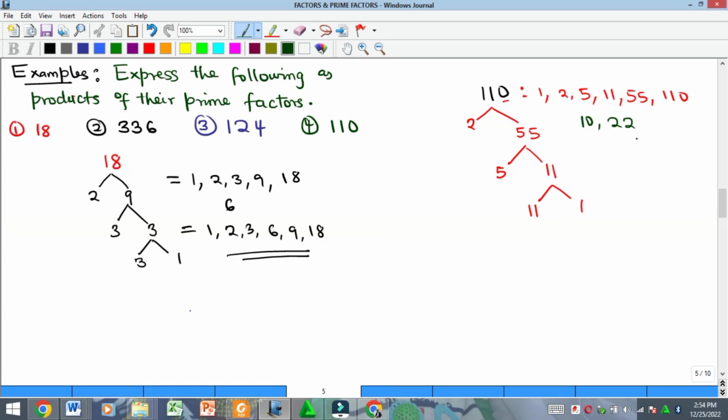So it is correct. And then what other thing can multiply? What about if this one multiply? That is 11 times 11.